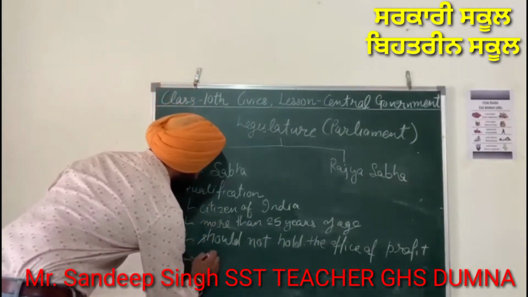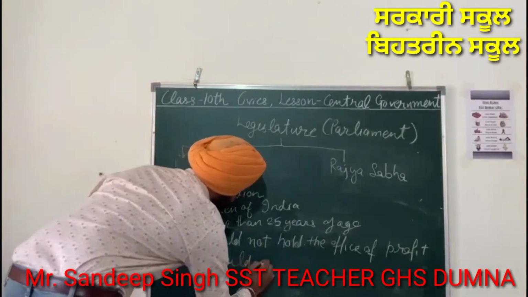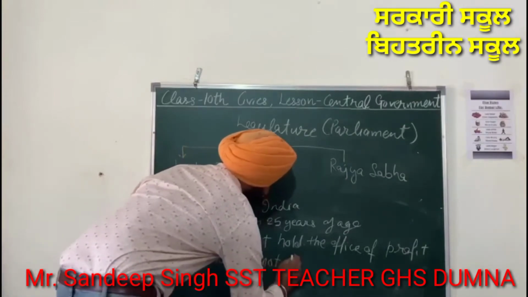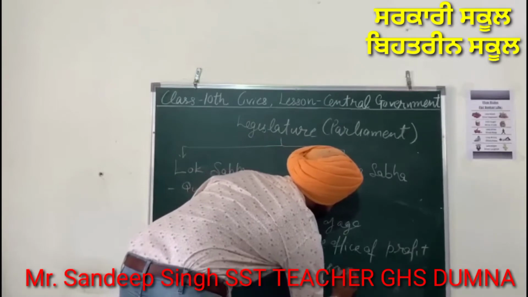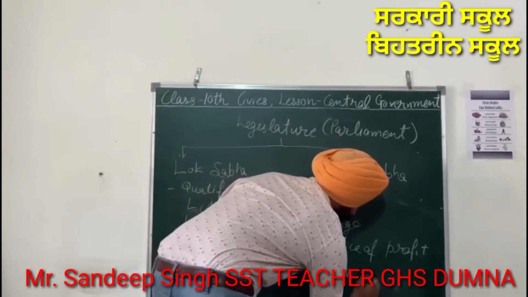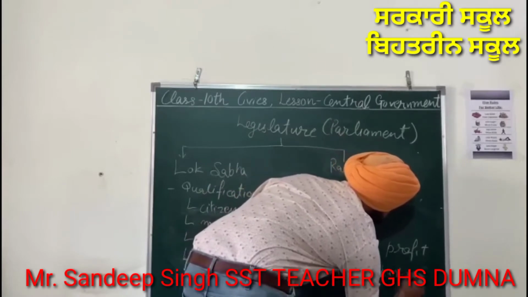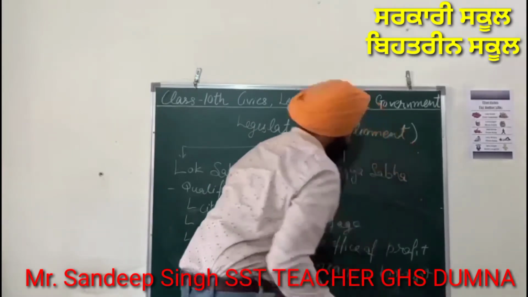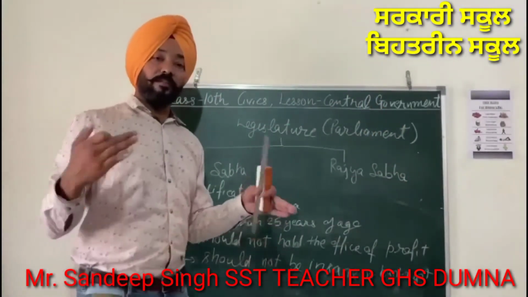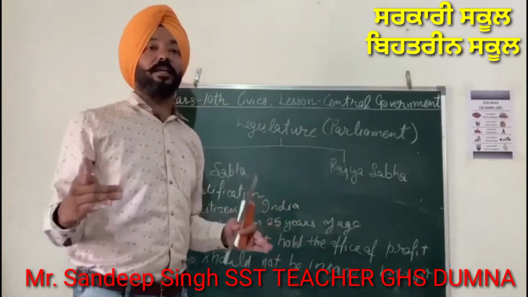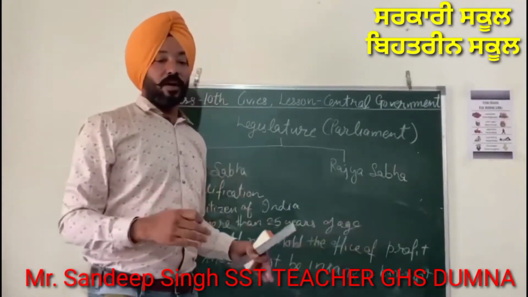The last qualification is that he should not be insane or bankrupt. He should not be insane or bankrupt. His mental state should be completely sound. And he should not be bankrupt.